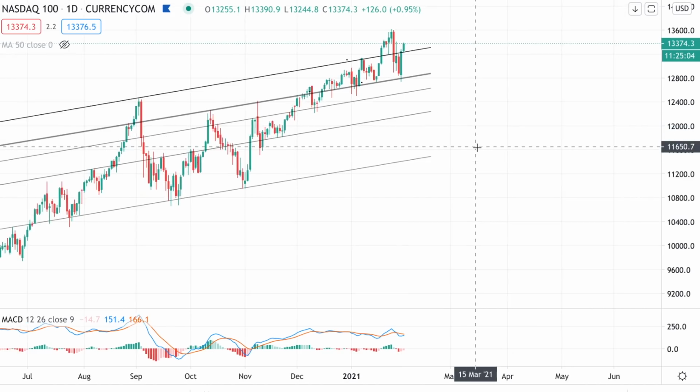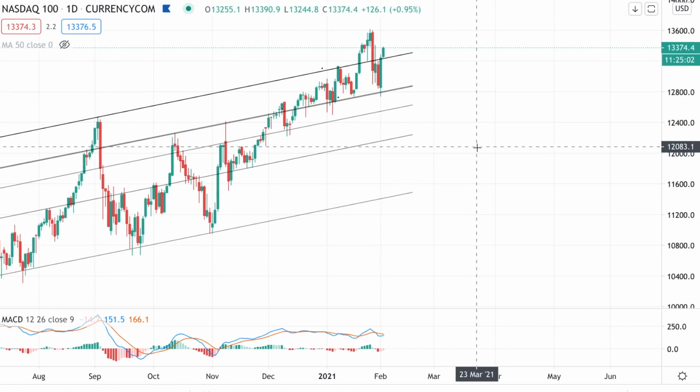Now we're talking about all this from a trading standpoint, right? We're trading the stock market, we're trading equities, but we're not investing in the stock market. That's too risky for us.